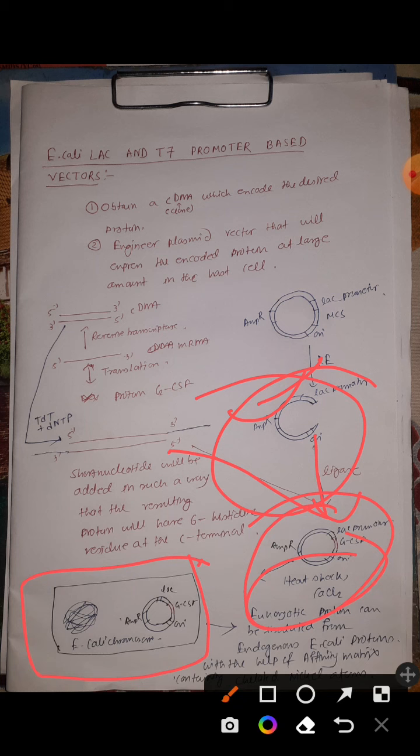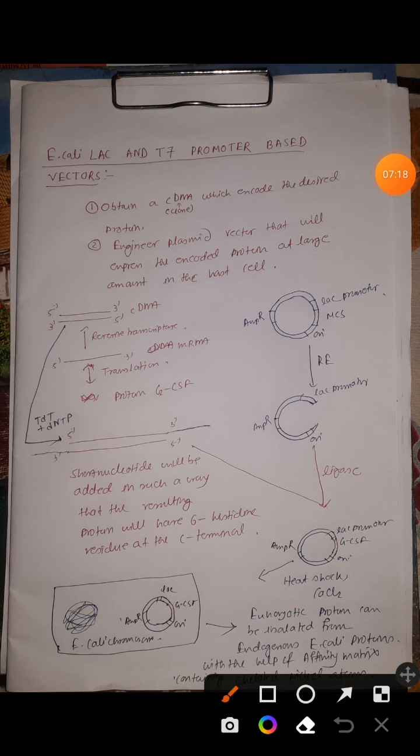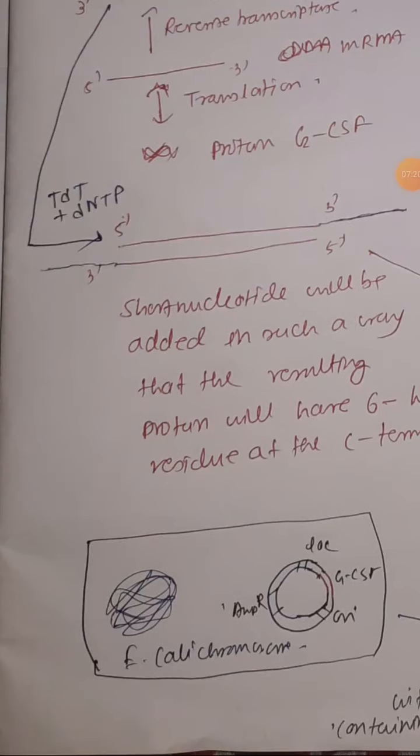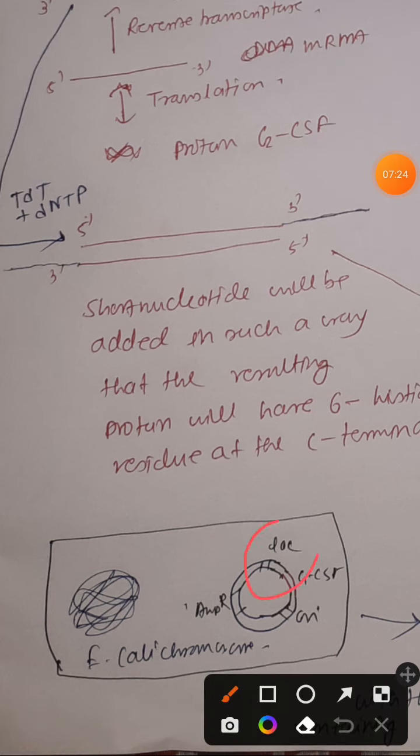Remember one thing, that we have the ability to distinguish between our transformed colonies and our non-transformed colonies with the help of blue-white screening that we are using here. I am not going to repeat this again. Now, in the transformed colony we have the LAC promoter.